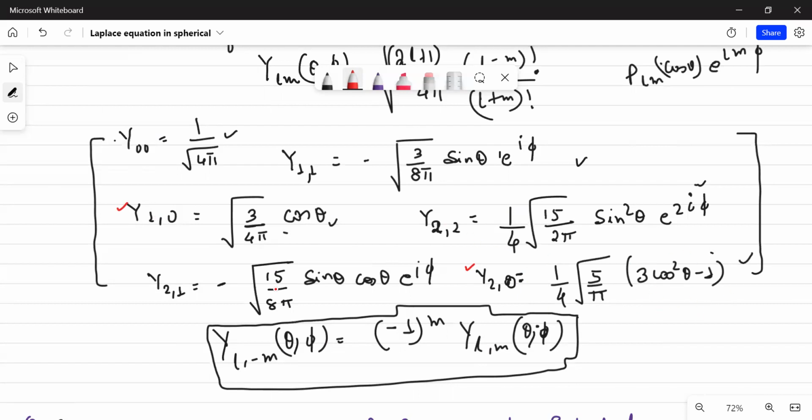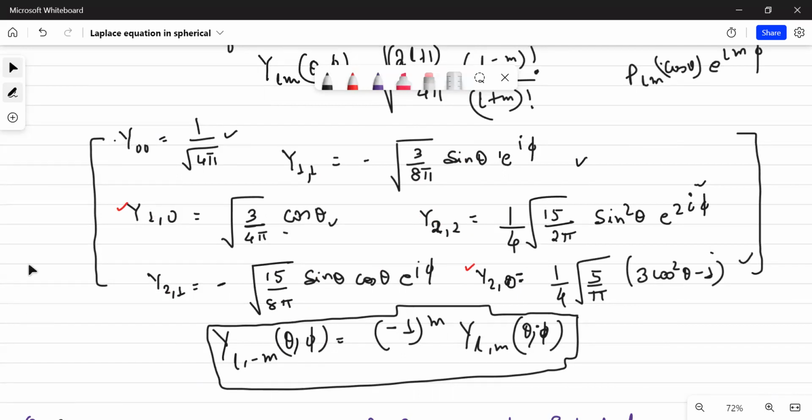And if m is there, then instead of cos theta, you will have sin theta. In all of these expressions, you can see sin theta. And if Y11, remember this sin theta, Y22, remember there is sin square theta, and in mixed terms, there is sin theta cos theta. This is how I remember, this is what I'm telling you.